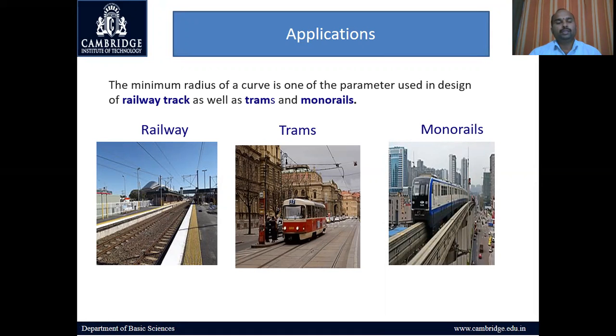Means unless you decide the amount of bending, it is difficult for either the train or a tram or a monorail, because with high speed, if the bending is more, the train with the high speed won't stay on the track. So it is not possible for the train to stay on the track itself. So by using the concept of the radius of curvature, we can decide the amount of bending.